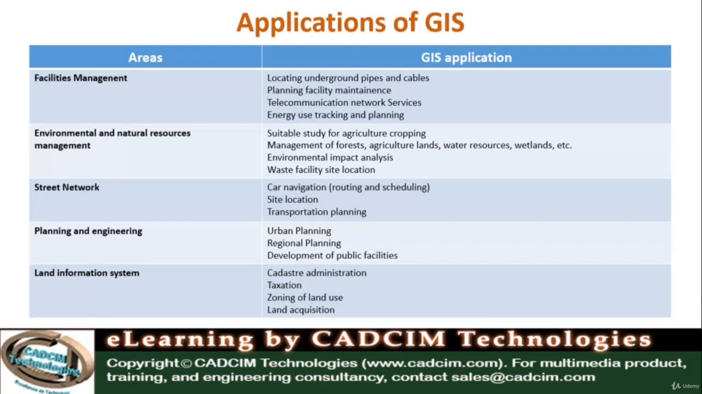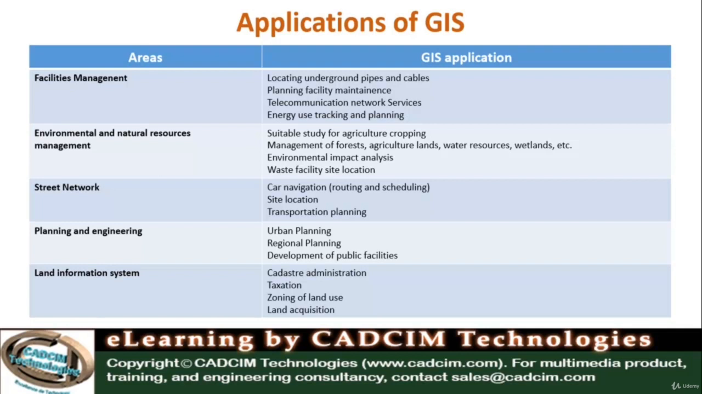Now last is applications of GIS. Major areas of applications of GIS can be grouped into 5 categories. First is facilities management. Large-scale and precise maps are used for utility management like telecom and network services. Automated mapping and facility management are frequently used in this area.